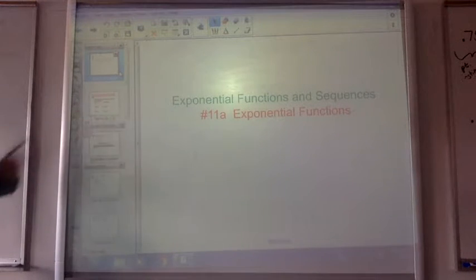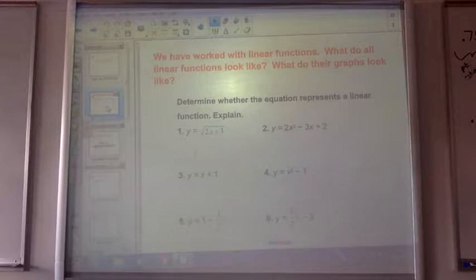Okay, but let's go into a little bit more. So we've worked with lines, straight lines, and we know that straight lines can cross the x-axis, they can cross the y-axis, they can be vertical, they can be horizontal, they can have negative slopes, they can have positive slopes.